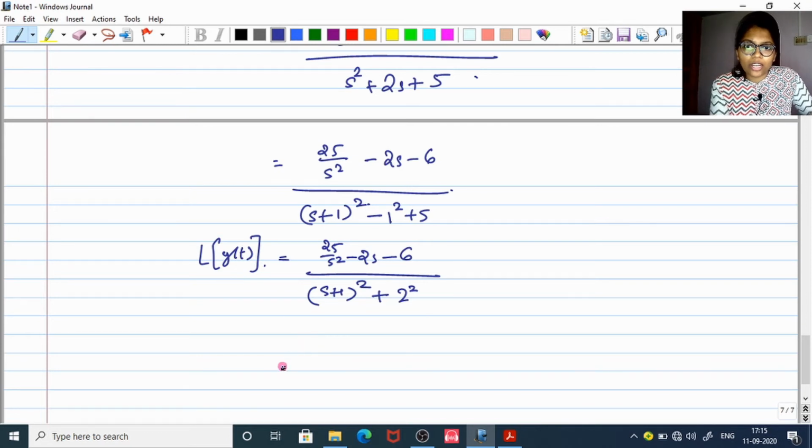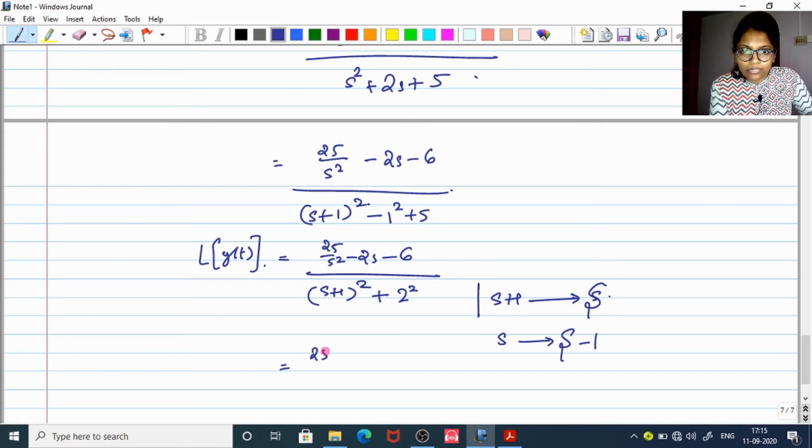Now again you can identify one group coming here, right? S plus 1 the whole square plus 2 square. So what you need to do is just replace s plus 1 with s. Or let us take a capital letter S. Then you can say that small letter s will be capital S minus 1.